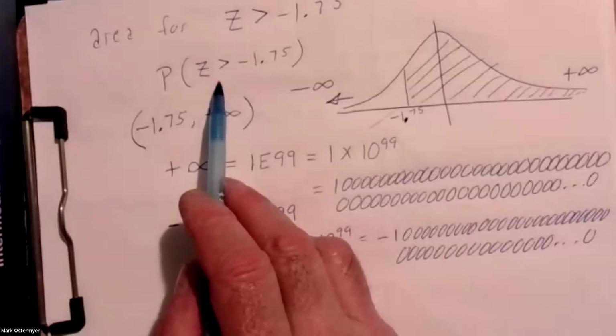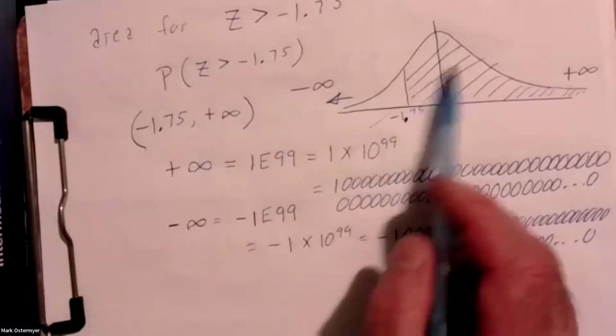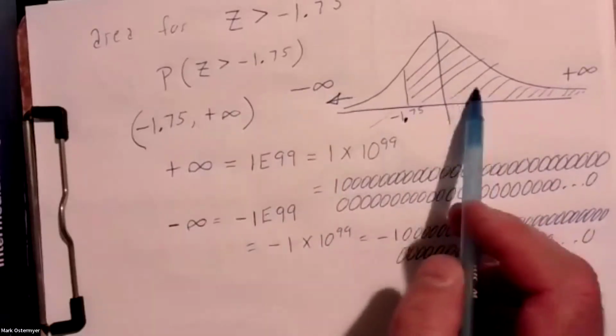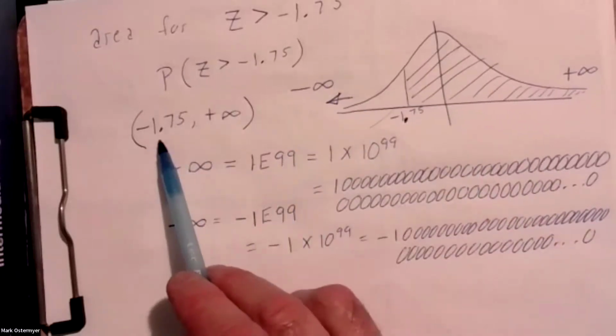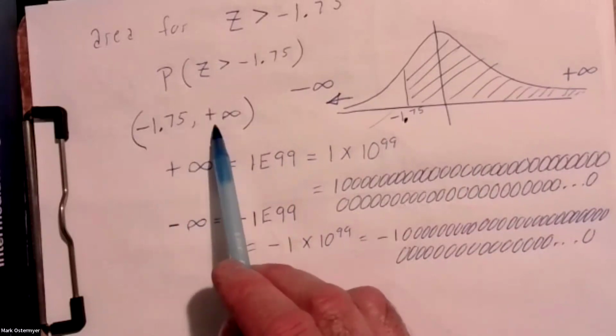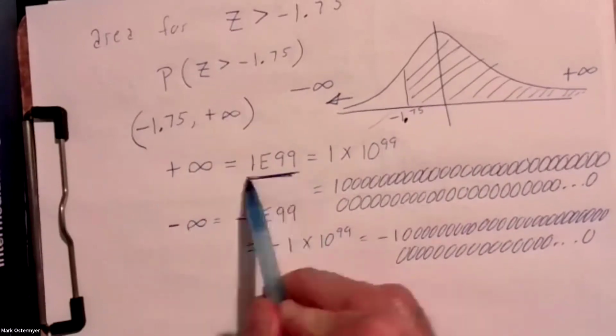I'm trying to compute this probability. I'm trying to find this shaded area here. Therefore, ladies and gentlemen, my lower endpoint is negative 1.75. My upper endpoint is positive infinity, which I'll have to type in this way.